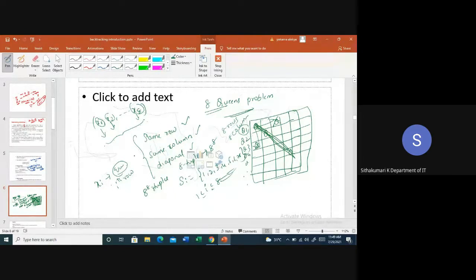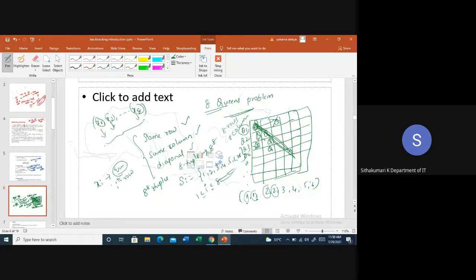So for example, if you take the solution as 1, 1, 2, 2, 3, 4, 5, 6. Suppose these are the values of the 8 xi values. 1, 1 means that the first queen will be placed on the first column, the second queen will be placed on the first column, the third queen on the second column, the fourth queen on the second column. So can you have this? You cannot place any queens like that. No two queens can be placed on the same column.